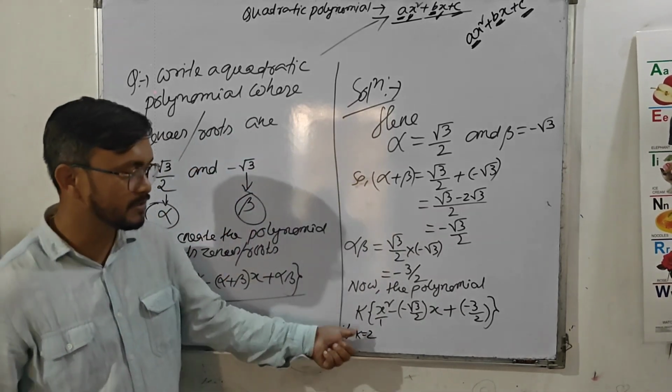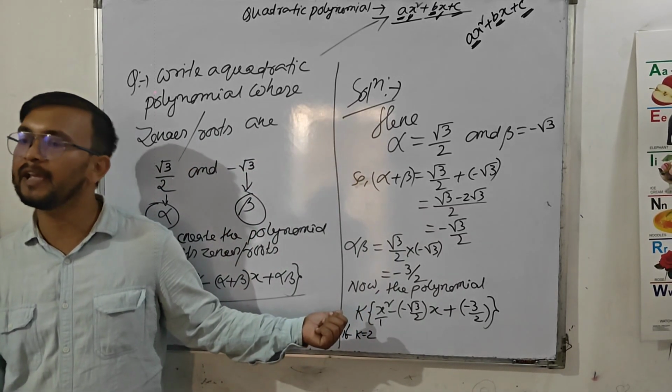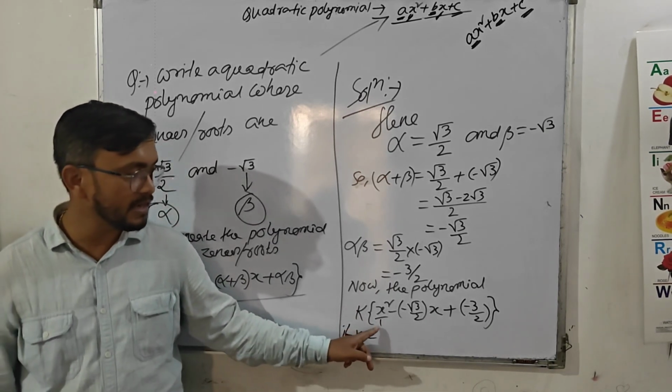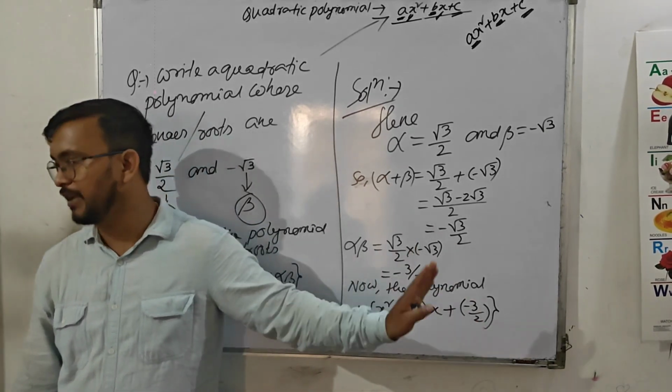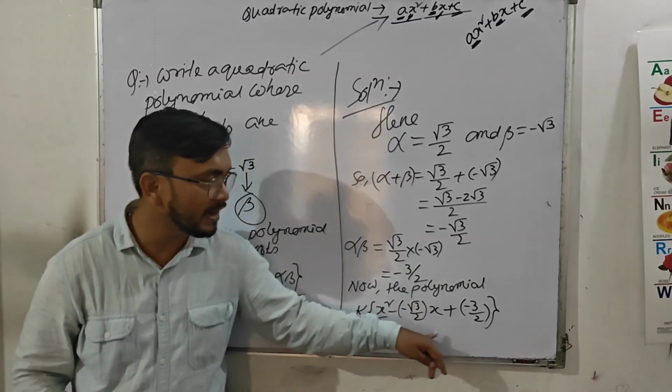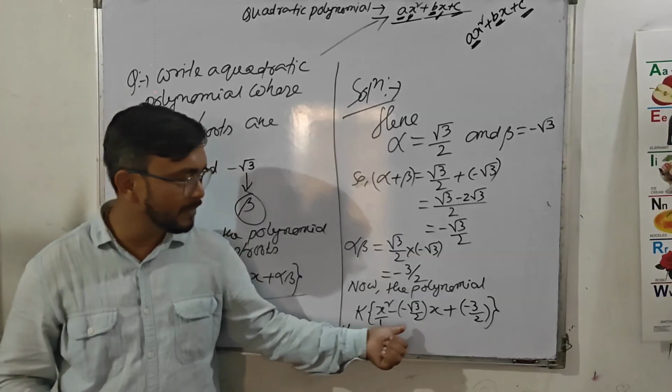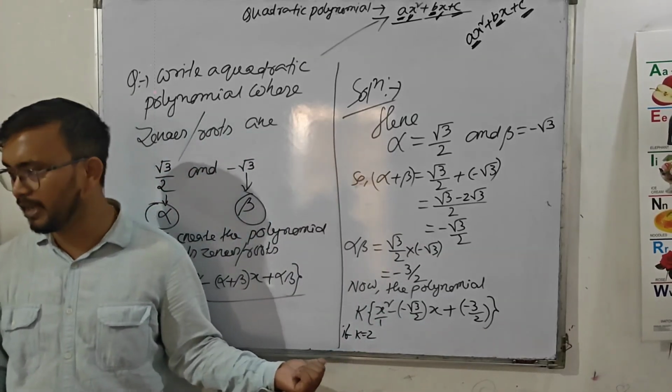If you take k as 2, k is a constant term, you can take any number in place of k. How to decide the value of k? By taking the LCM of the denominators, if any. If the denominators are all 1, then the value of k will be 1. If the denominators are different, then their LCM will be the value of k.